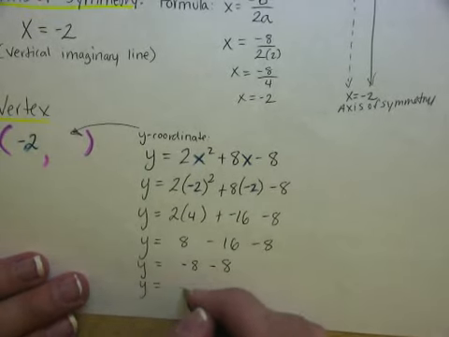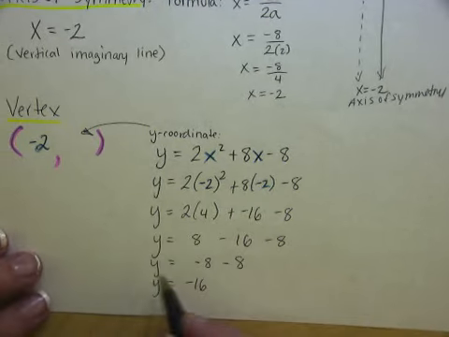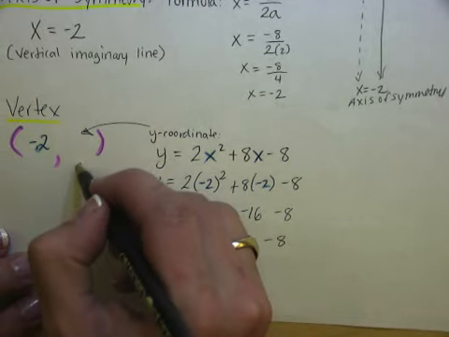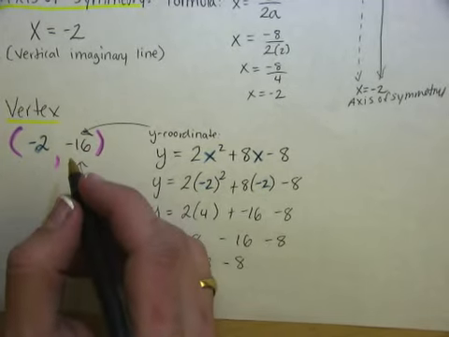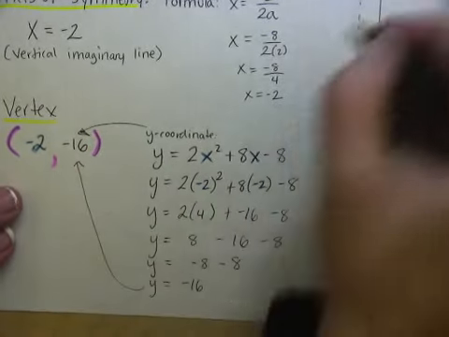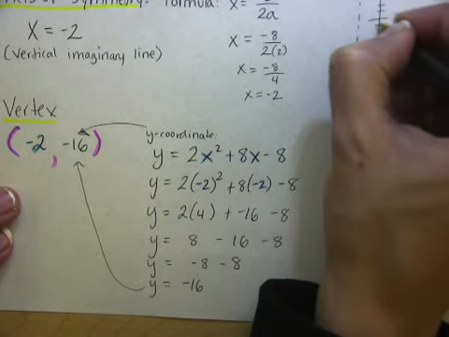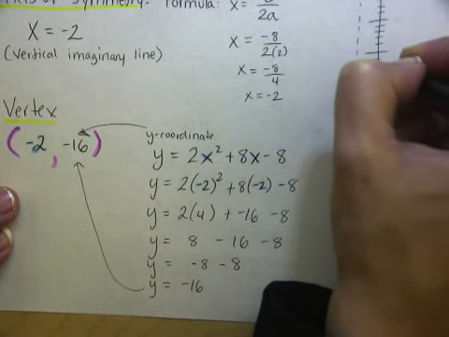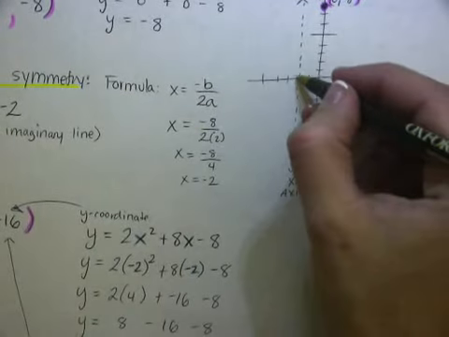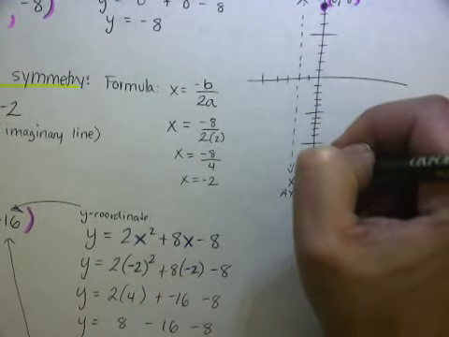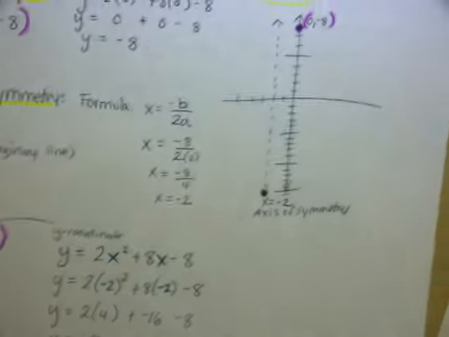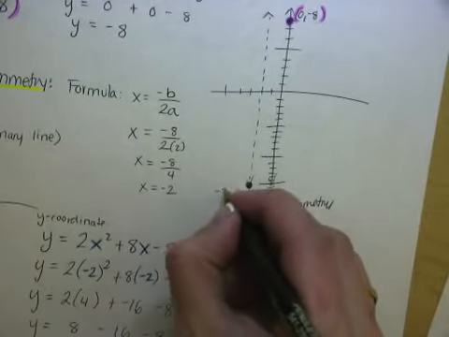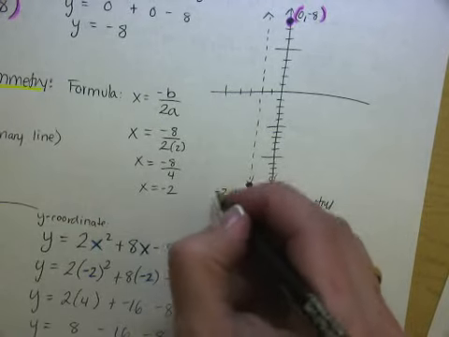So I get that y equals negative 16. So that's the partner there for negative 2. That's my vertex. That's, in this case, going to be my lowest point since I know my graph opens up. All right, so if I go back over my graph, the point negative 2, 5, 10, 15, 16, way down here is going to be my vertex, which is negative 2, negative 16.